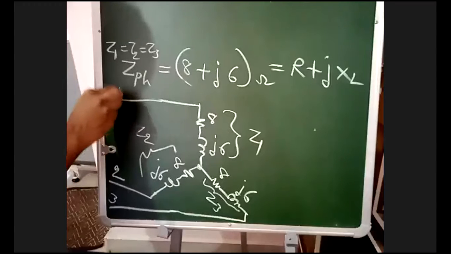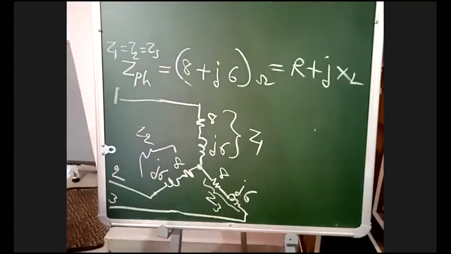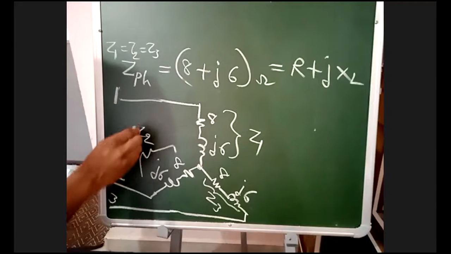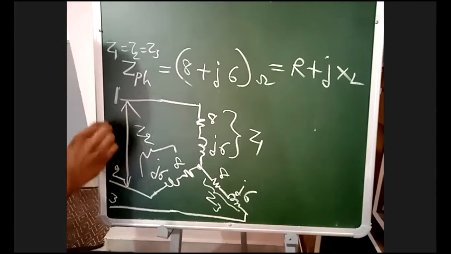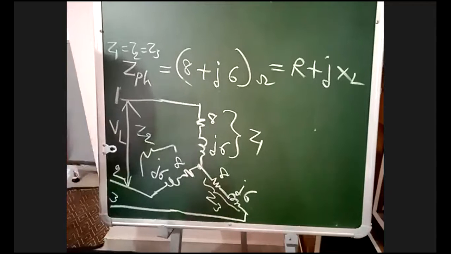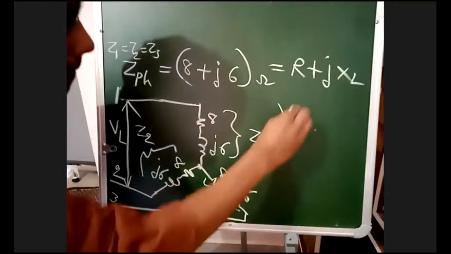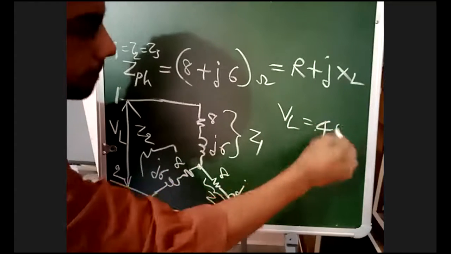Before this, the phase impedance is connected across 3-phase 400 volts. See here, they are giving line voltage. Always in the problem, they will give line voltage. Voltage in between two phases is called line voltage. What is the line voltage he is giving? 400.